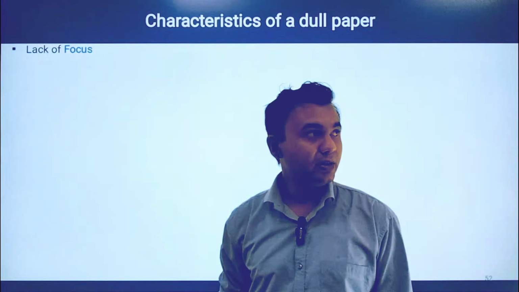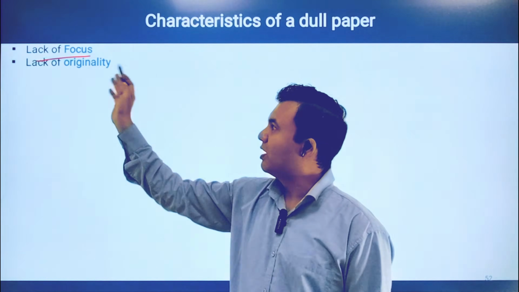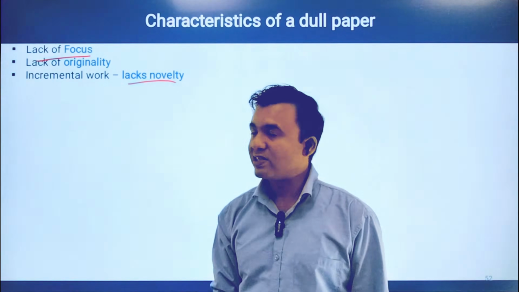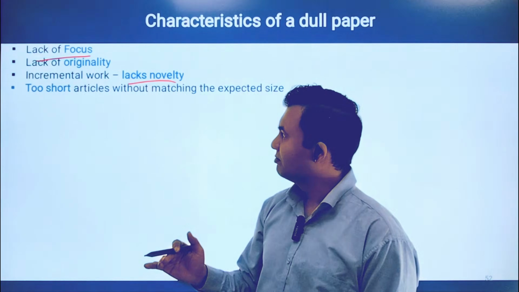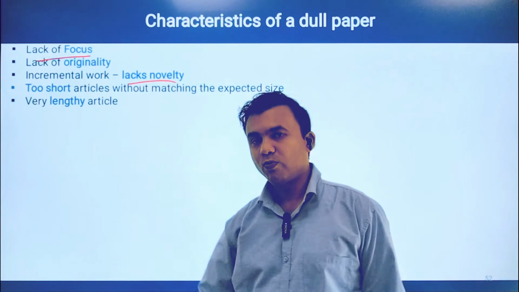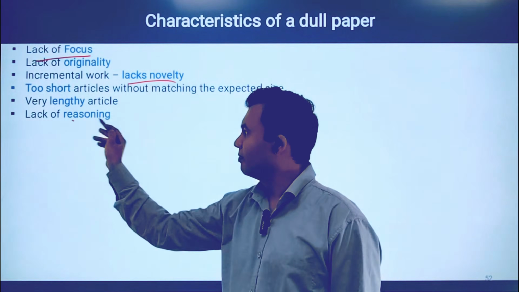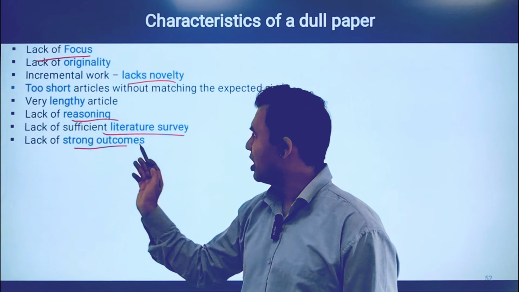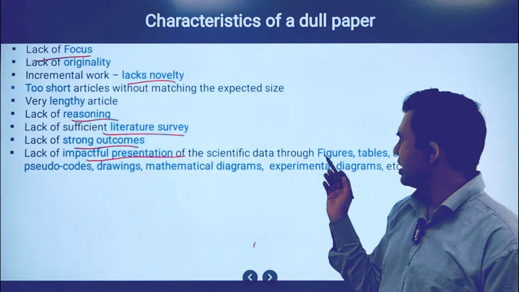Characteristics of a dull paper. Lack of focus, it's not focused. Lack of originality, there is no novelty. Incremental work, which lacks novelty. It's too short, there is nothing in that paper, right? Or there is no size, it's very lengthy, a mixture of everything. Lack of reasoning. Lack of literature survey. Lack of strong outcomes, right? Lack of impactful presentation. Presentation is not good.